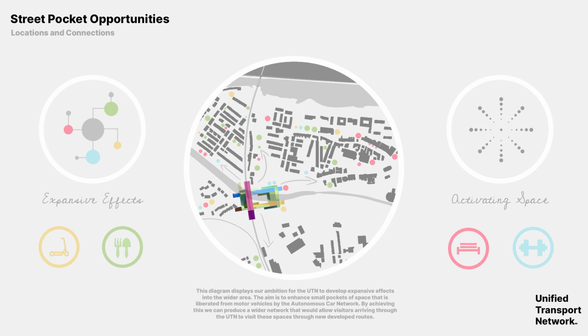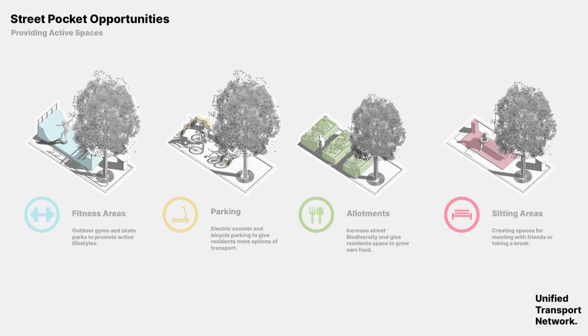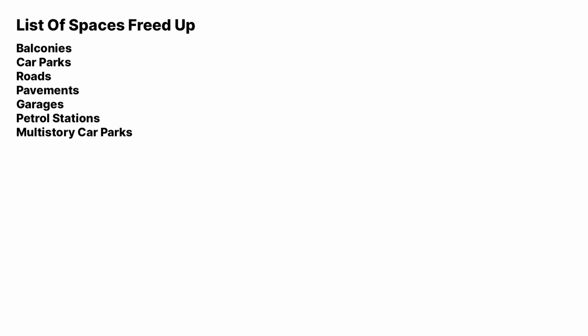Here you can see a plan to expand the building's network out through a series of interventions. Different areas within Runcorn will have different interventions, such as residential areas having more allotment space and fitness areas, whereas areas along the high street will implement areas for parking of electric scooters and bikes, as well as seating areas for meeting. We're currently compiling a list of the spaces that will be freed up and creating interventions for each of these spaces. The following films look at the freeing up of spaces of balconies, garages, roads, and petrol stations, and we hope to create more vignettes on the rest of these spaces.